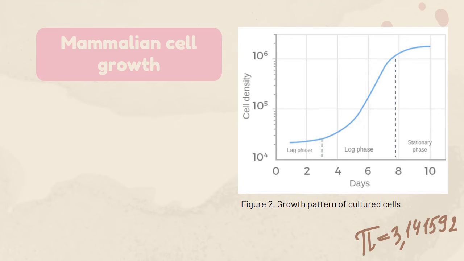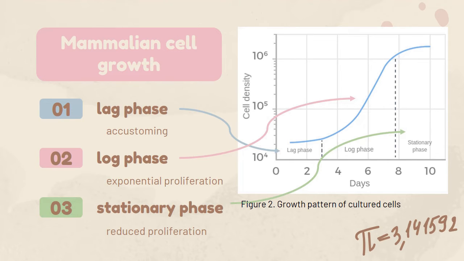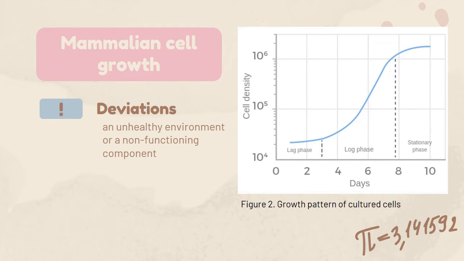Cell growth in culture has the following 3 phases. The lag phase, where cells are getting used to the new environment after seeding. The log phase, where the cells proliferate exponentially. And finally, the stationary phase, where cell proliferation is greatly reduced or ceases entirely due to space requirements or lack of nutrient. Deviations from the curve indicate an unhealthy environment or a non-functioning component.